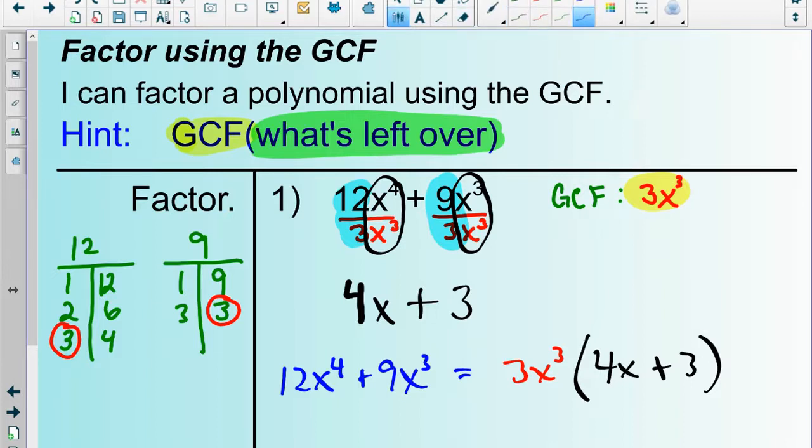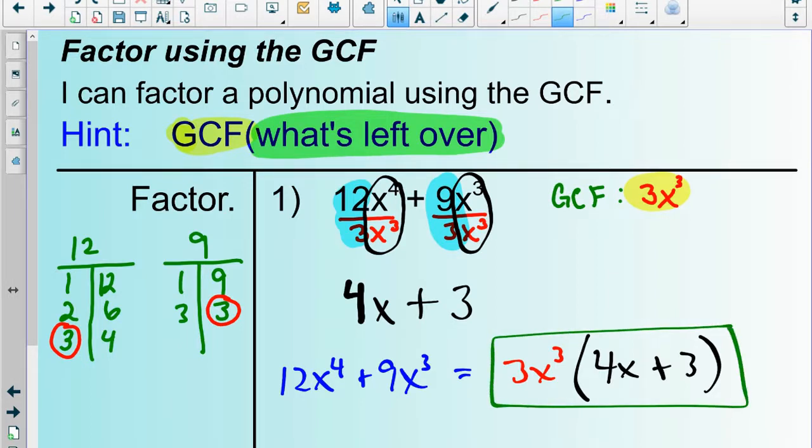It's kind of like we just undistributed the problem. We can check our answer by distributing. If we were to multiply 3x cubed times 4x, we would get 12x to the fourth power. If we multiply 3x cubed times 3, we would get 9x cubed. So we're basically undistributing as a way of factoring this expression.